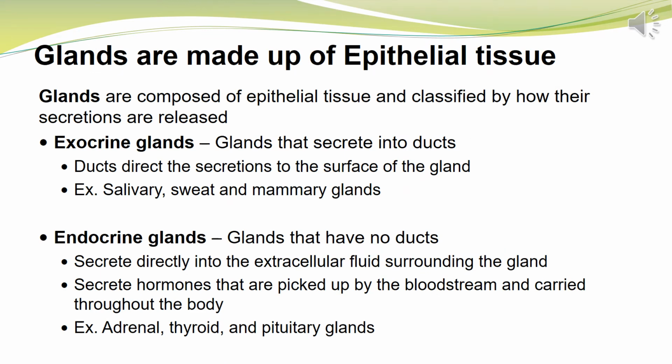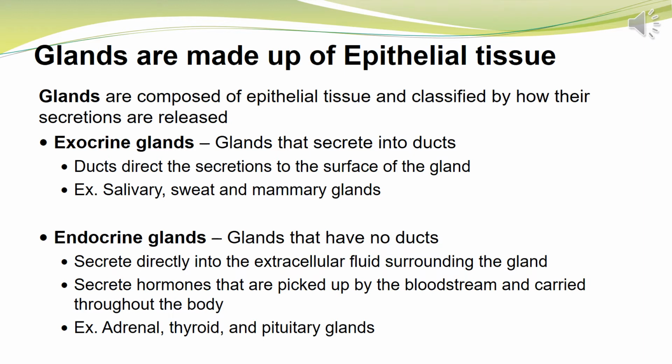Okay, I take back what I said in the last slide. We're still not done with epithelial tissue. This is actually the last slide on epithelium. Glands are made up of epithelial tissue. Glands are composed of epithelial tissue and are classified by how their secretions are released. And glands are just organs in the body which secrete substances.